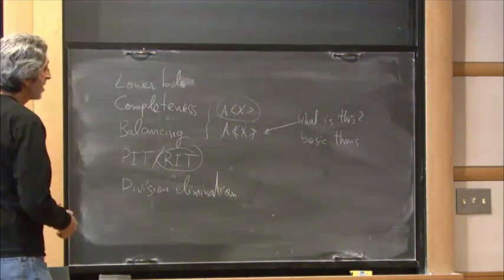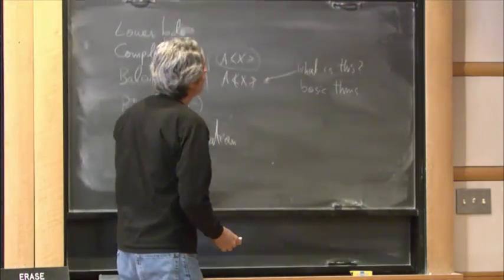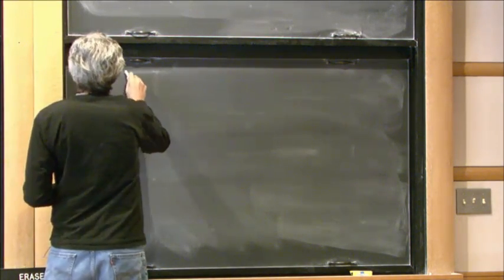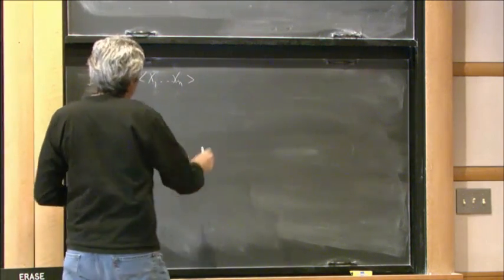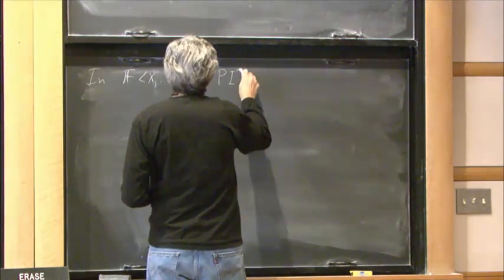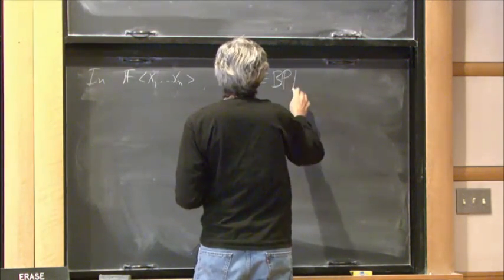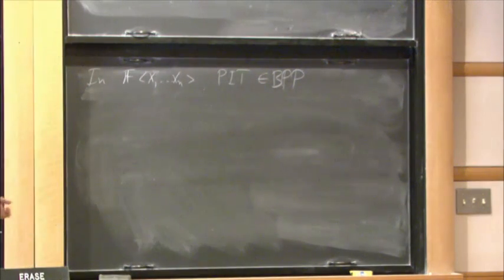And it turns out magically they are really, really connected. So before I talk about rational identity testing, I want to talk about polynomial identity testing. I mentioned already last time that for non-commutative polynomials, PIT is in BPP. There is a fast probabilistic algorithm to check it.